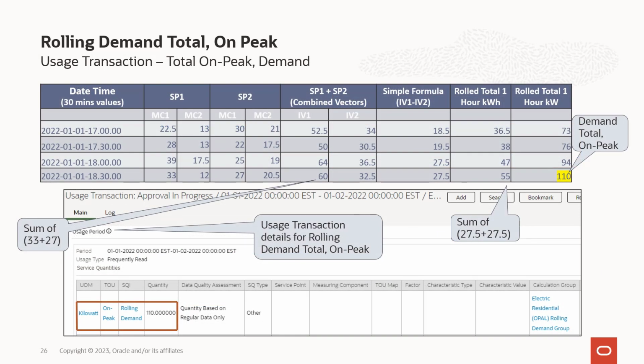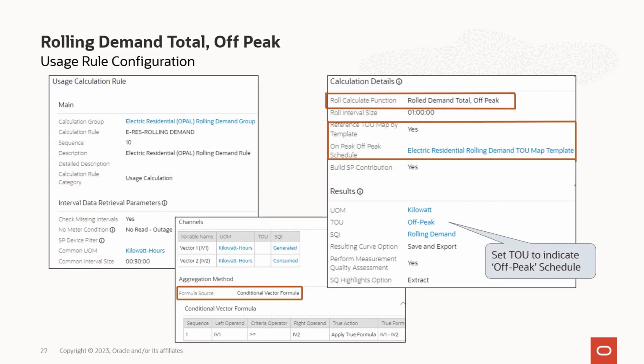After running the usage transaction for a specific date and time, you can see the usage transaction page for rolling demand total on peak. Here, the system calculates the rolling demand total on peak quantity, for example kW, and publishes it for a specified date time. Rolling demand total off peak determines the maximum total rolling demand based on total rolling energy value during off-peak hours for all summarized measuring components.